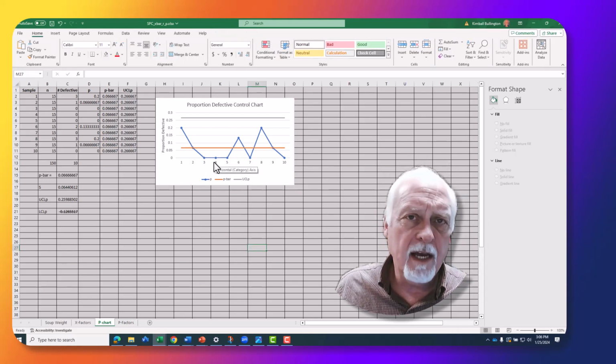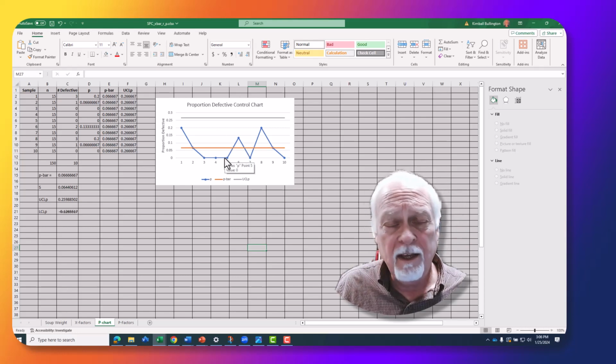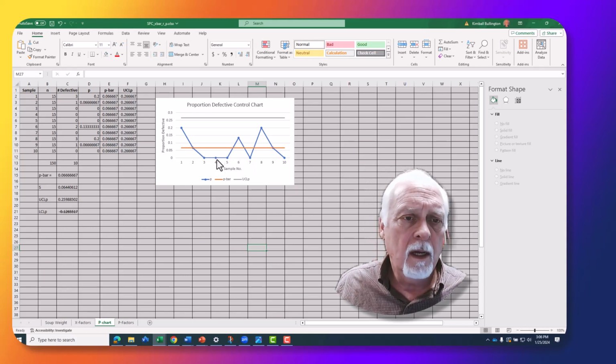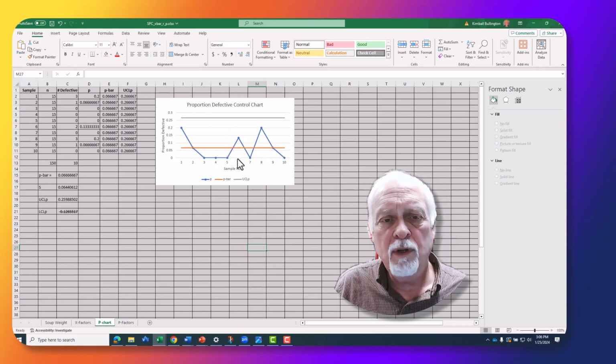This process is in control. There are no points outside the control limits. Having 0 is not out of control. And I think you see the reason why. You probably can't see the whole reason. One of the reasons why I don't like putting 0 as a control limit is it's not proportional.